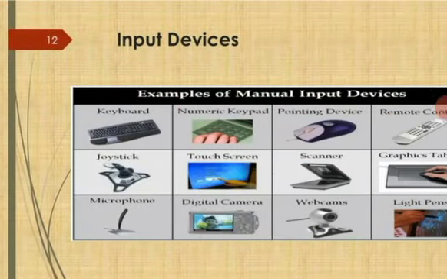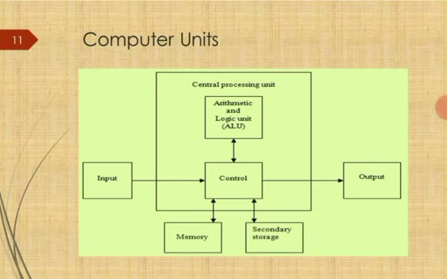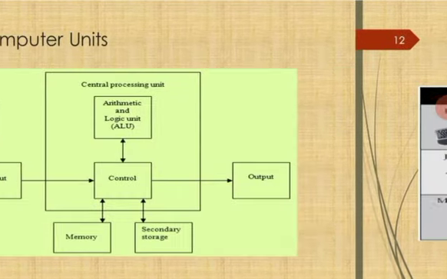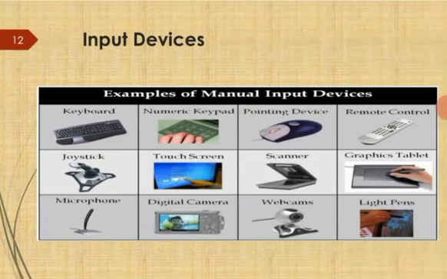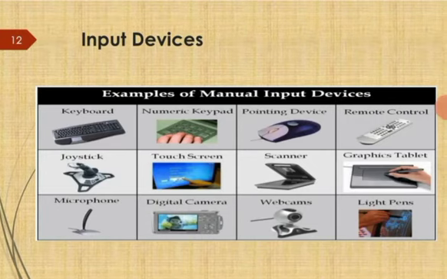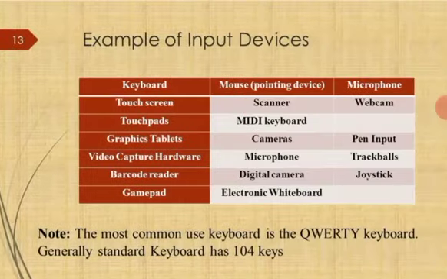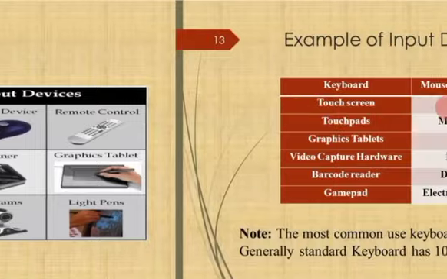Here is just talking about the computer units in general, but let's see these pictures, where they give us examples of input devices. We have a keyboard, numeric keypad, pointing device, remote control, joystick, touch screen, scanner, graphics tablet, microphone, digital camera, webcams, light pens, and so on. All of these are examples of input devices. There are more that are not mentioned here.